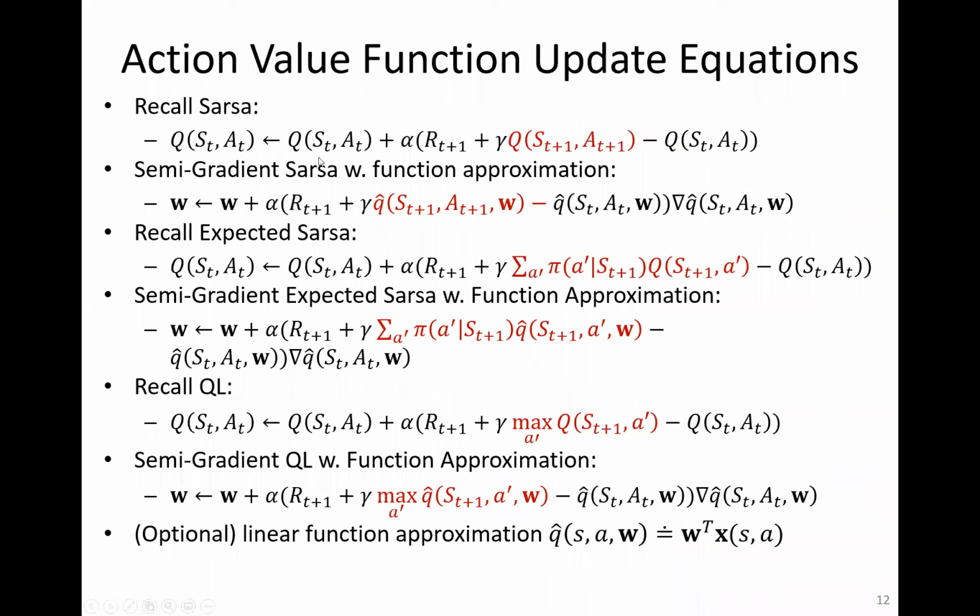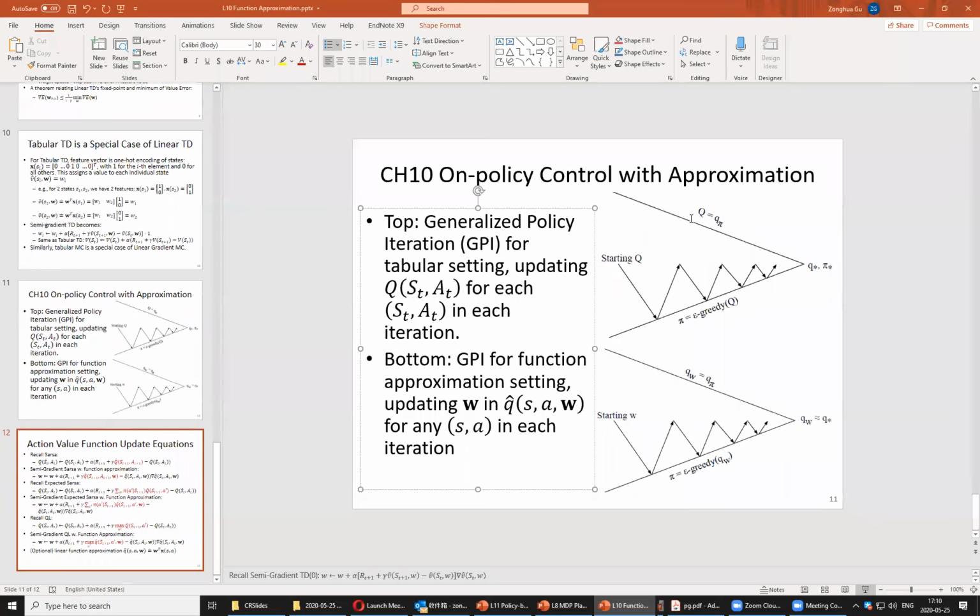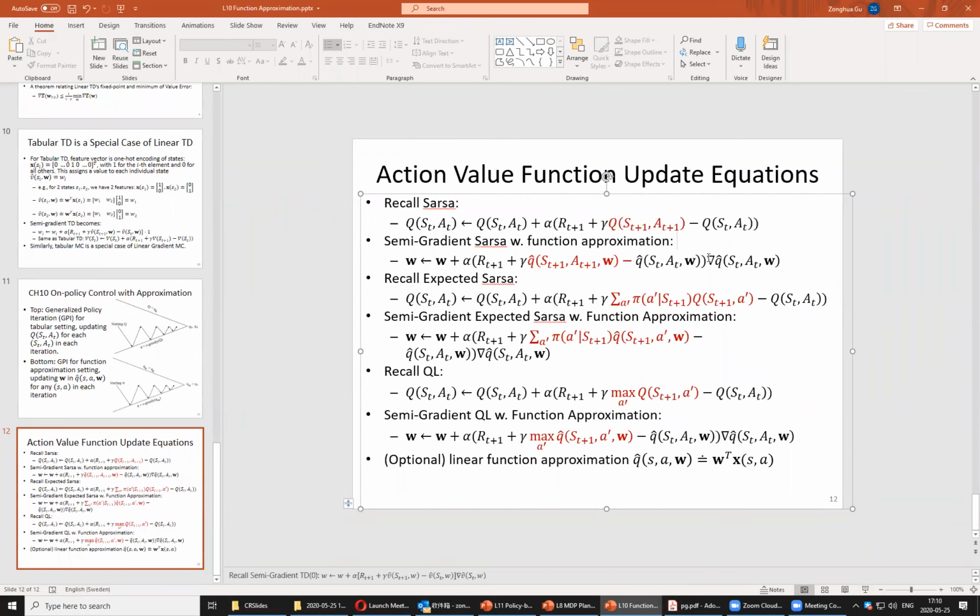So for the update equations, if you recall SARSA, semi-gradient SARSA with function approximation simply replaces the capital Q, the tabular version of a Q value for a state-action, with the Q hat, the function approximation for it. I should also highlight the difference: you also have the gradient term on the right, which is extra compared to the tabular setting.